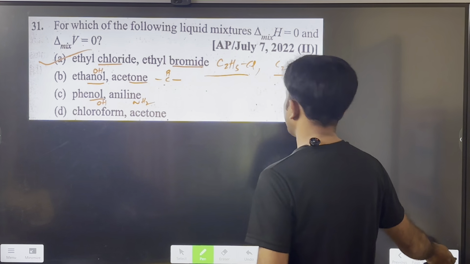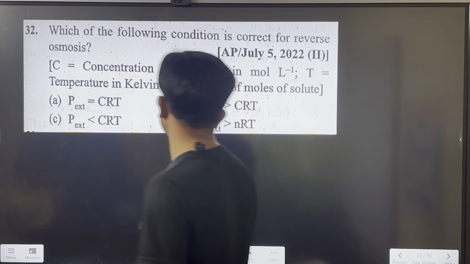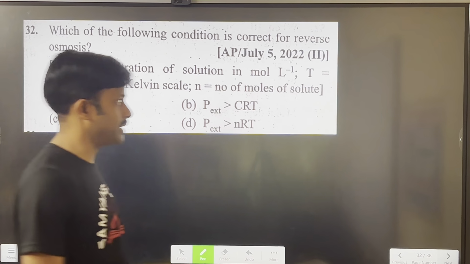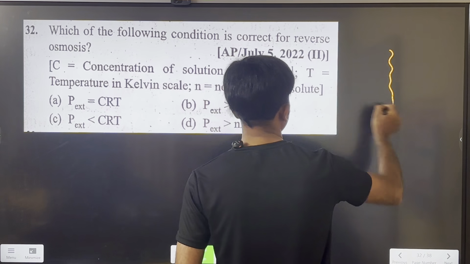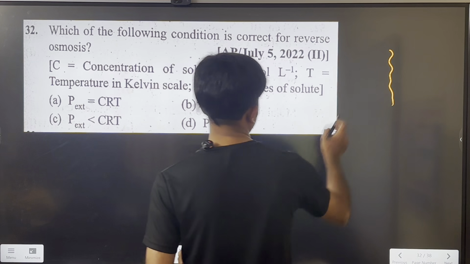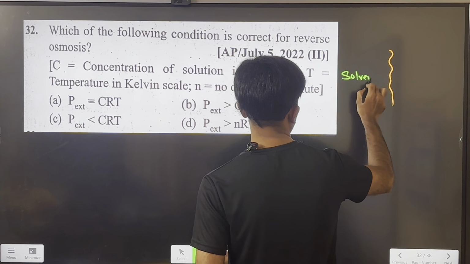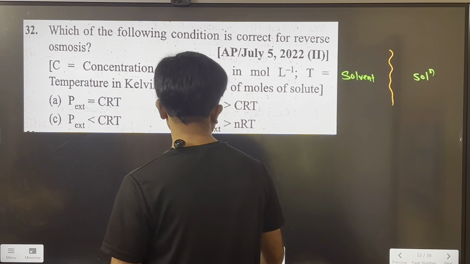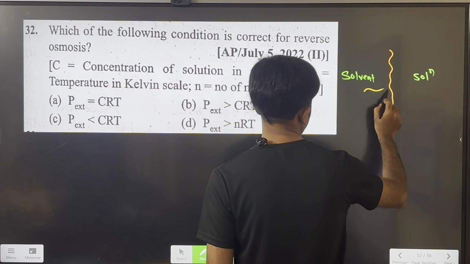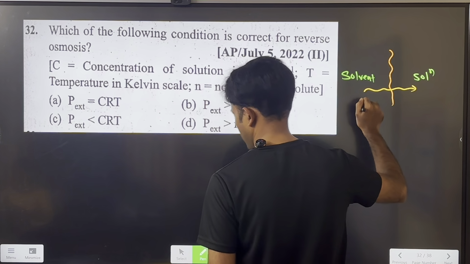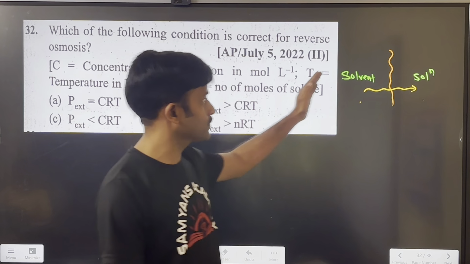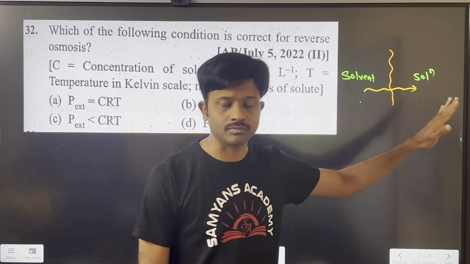Okay. Next question. Which of the following conditions is correct for reverse osmosis? So what does osmosis actually mean? Osmosis means one semi-permeable membrane is there, right? So on this side we have the solvent molecules, and on this side we have the solution. So in osmosis, what will happen? Solvent molecules flow from high concentration to low concentration region. Means water molecules flow from here to here. This is what we call osmosis.